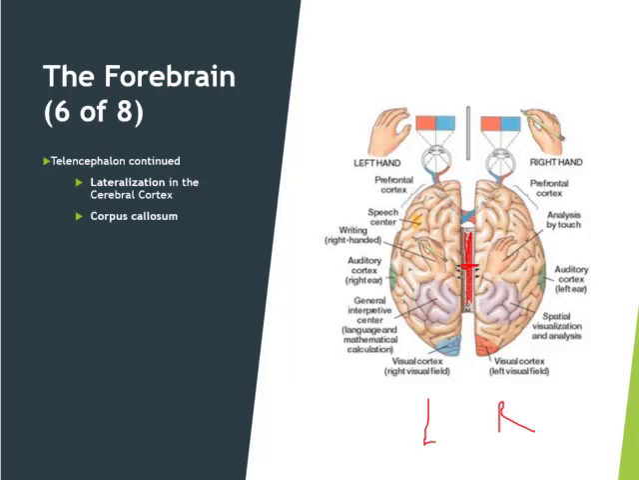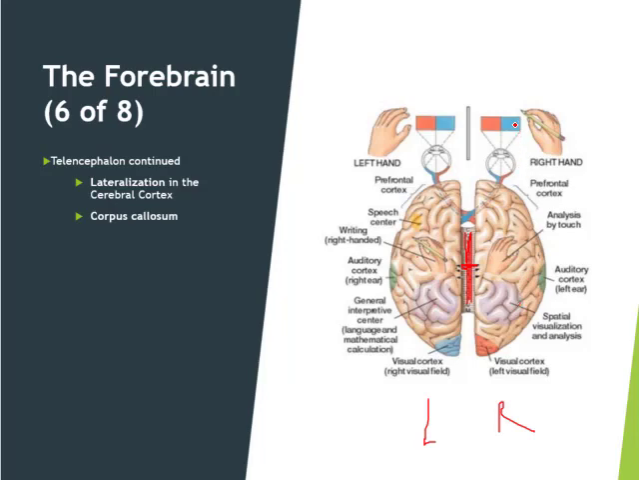This is an interesting adaptation of humans, that we have reverse or opposite controls for many functions. So, for instance, for writing, movement of your right hand is controlled by the left hemisphere. Movement of your left hand is controlled by the right hemisphere.